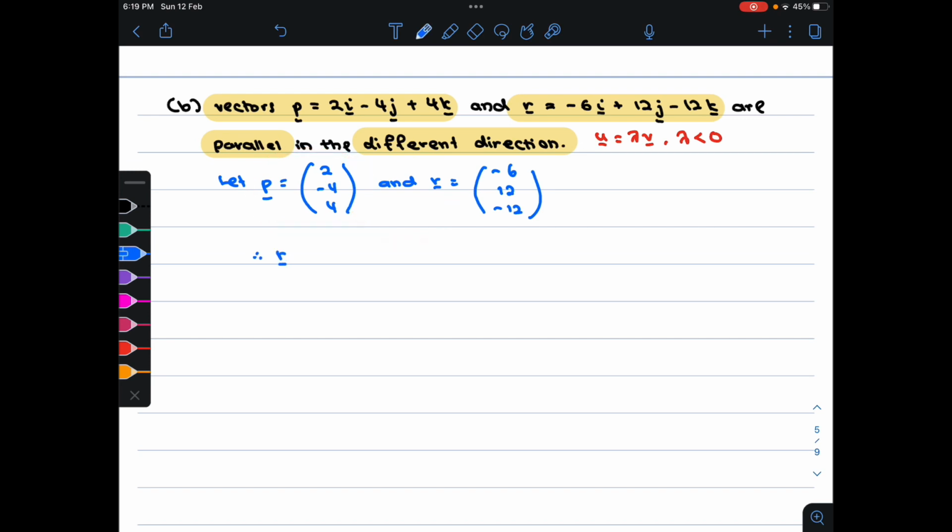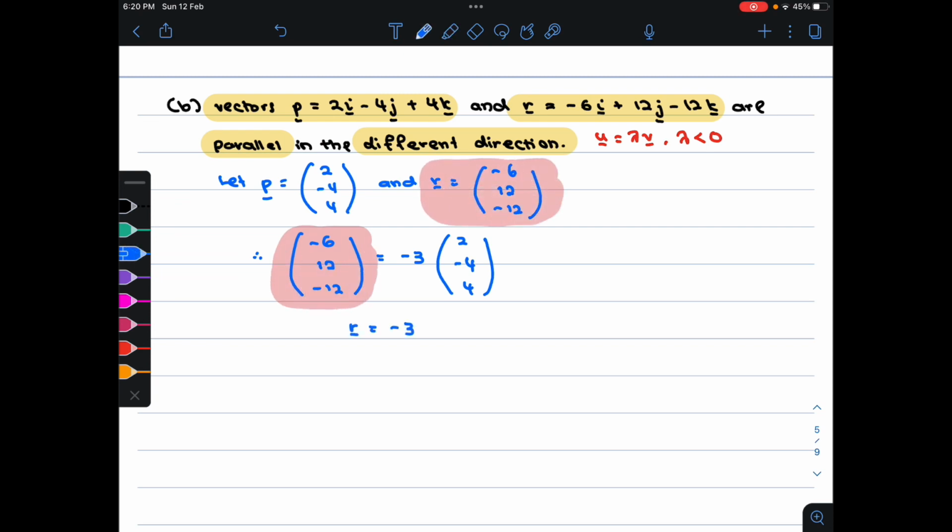So we can write down the vector R, which is negative 6, 12 and negative 12. And it is actually negative 3 times 2, negative 4 and 4. Because negative 3 times 2 is negative 6. Negative 3 times negative 4 is 12. Negative 3 times 4 is negative 12. And we know that this is vector R, which is equal to negative 3 times 2, negative 4, 4, which is vector P. And hence, R is equal to negative 3P.